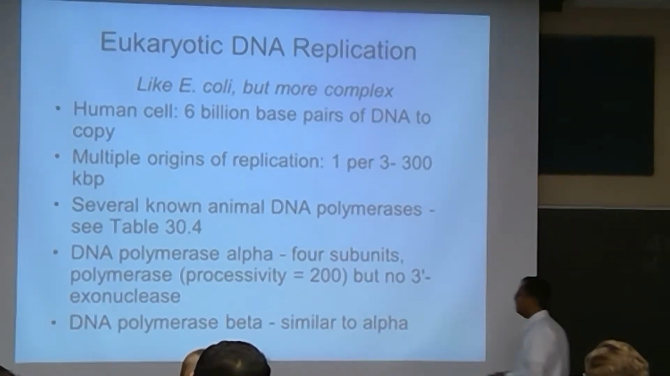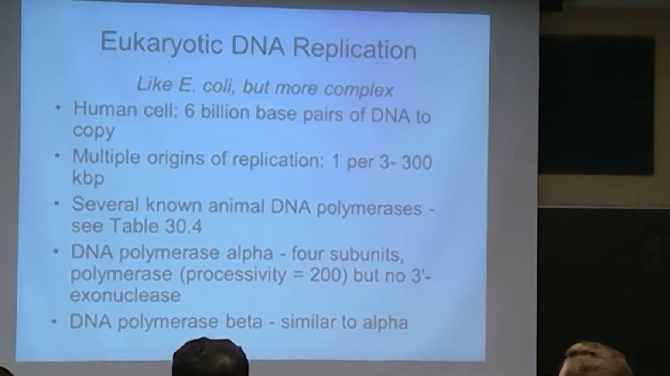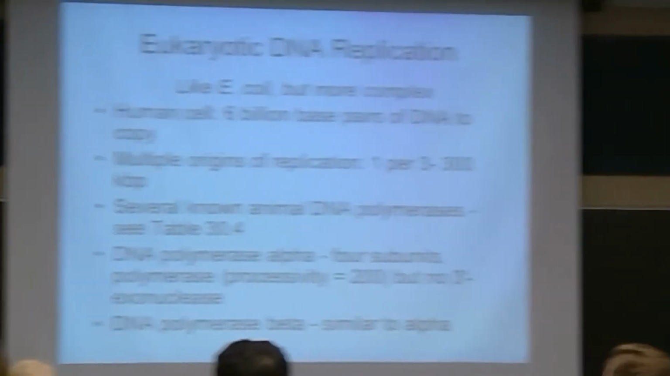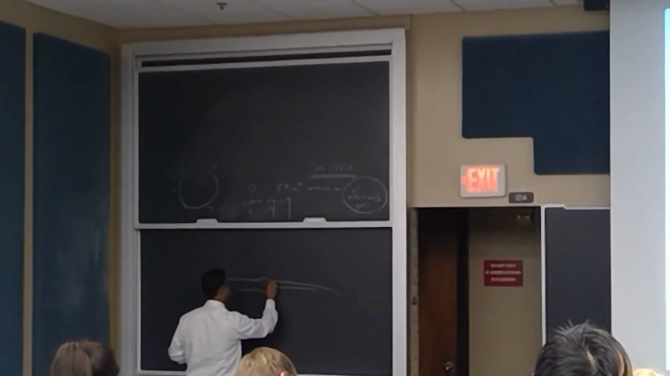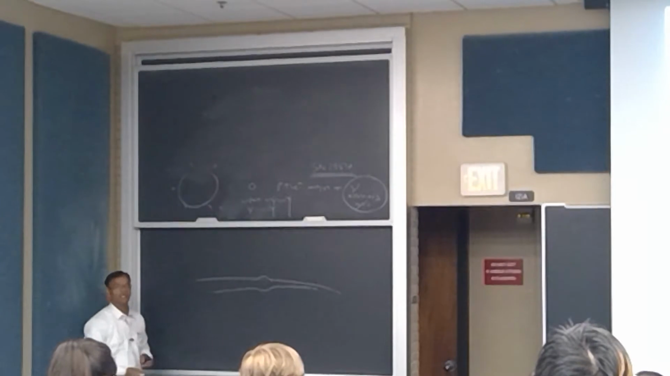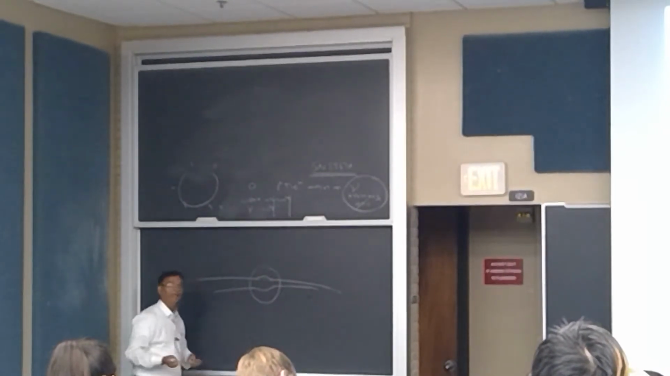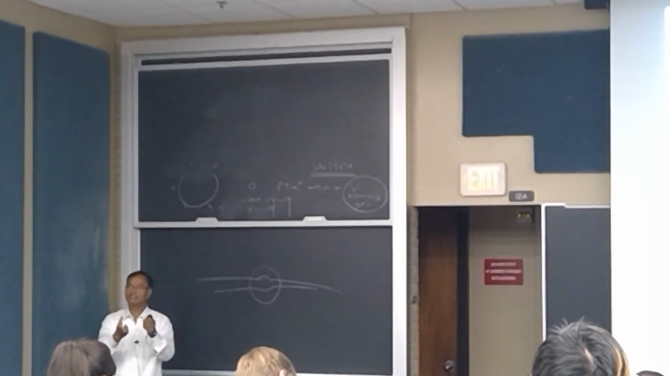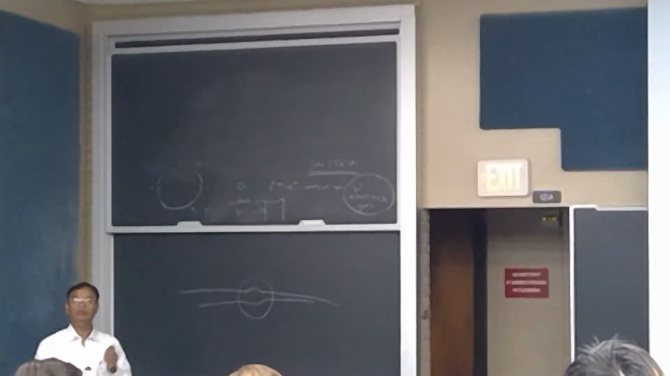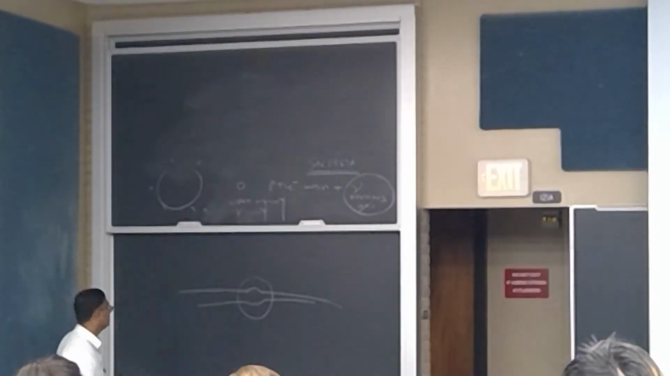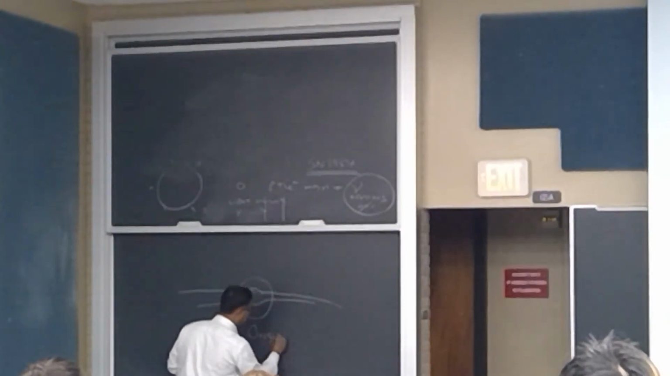Replication in vivo does not start every place. Okay? It does not start every place. There are certain sequences within the DNA which are recognized by the replication enzyme at the beginning. Does it make sense? So these are called origins of replication.